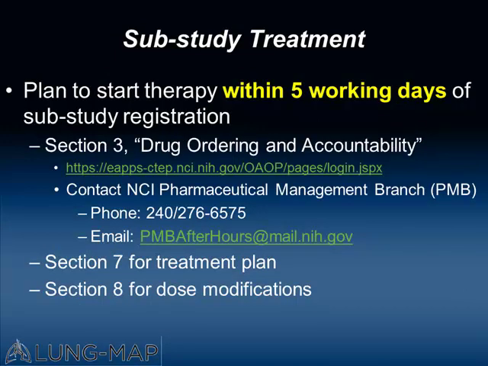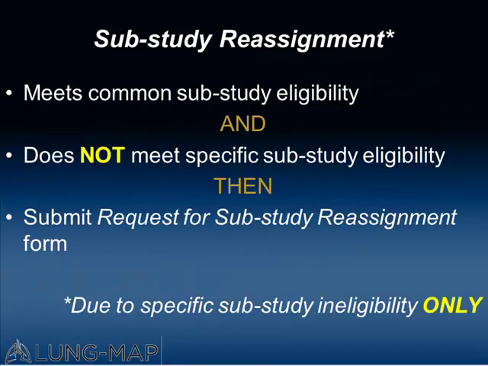So you must plan to have the patient start the regimen to which they were randomized within 5 working days of registering to the sub-study. Investigational therapy can be ordered per the instructions in Section 3 of the substudy at the link seen here. The contact info for the Pharmaceutical Management Branch, PMB, who are managing distribution, is also listed here. And please review especially Sections 7 and 8 of the substudy for treatment and dose modification details.